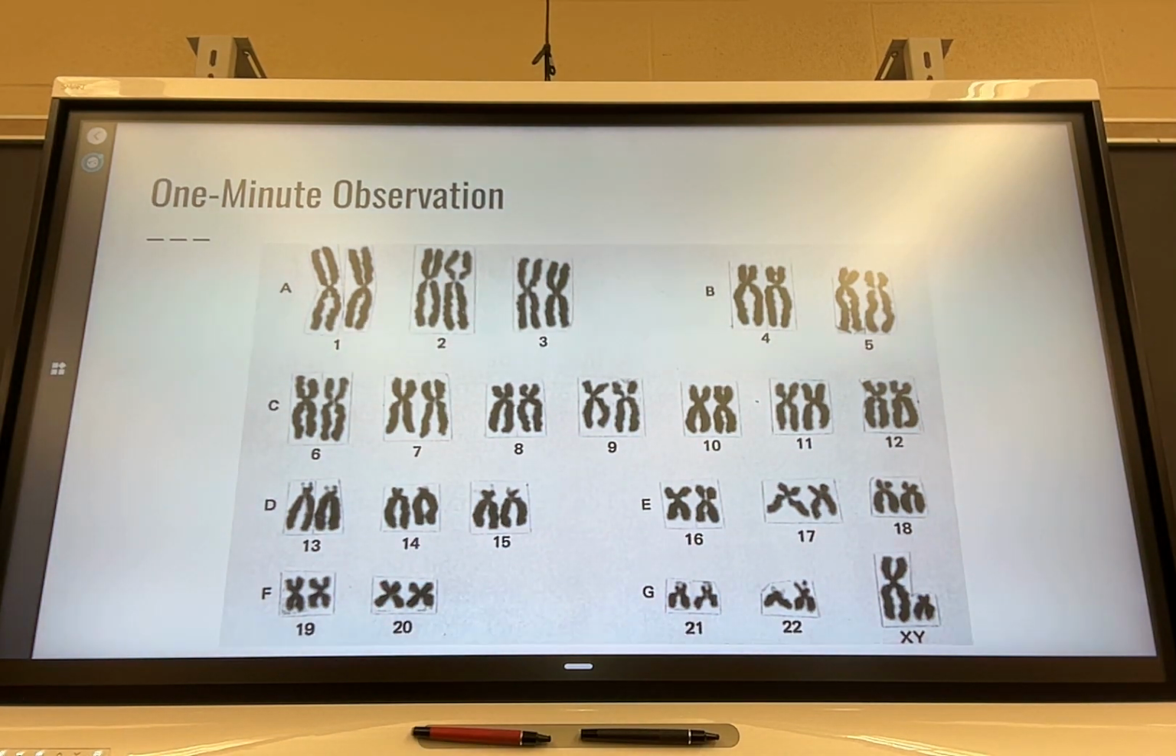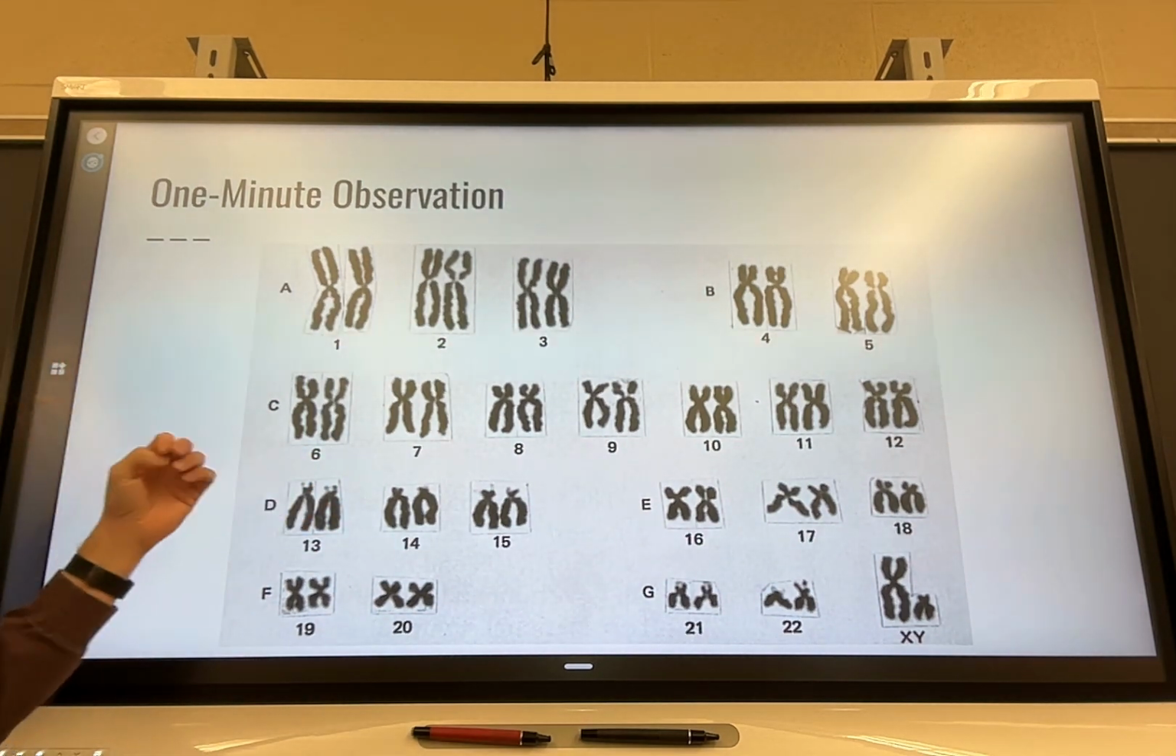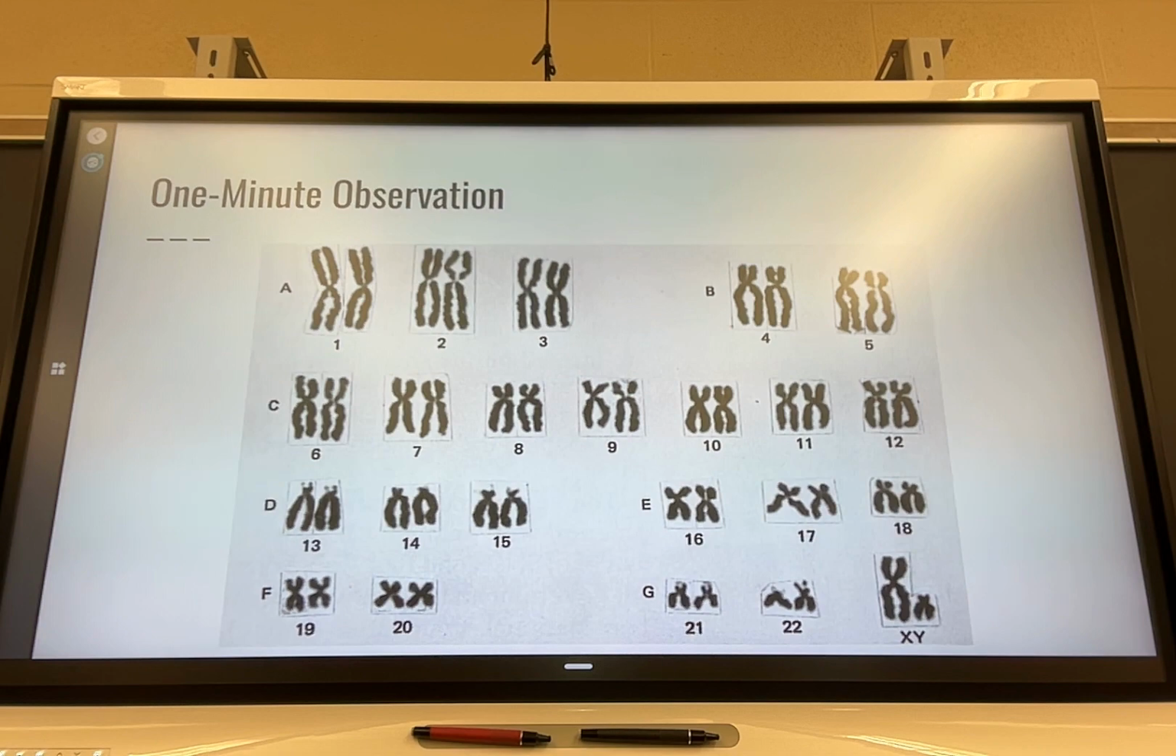So let's start out with chromosomes. We focused a lot in mitosis on chromosomes, and we're going to focus a lot on them again here. Take a moment, and I want you to make as many observations as you can about this diagram.